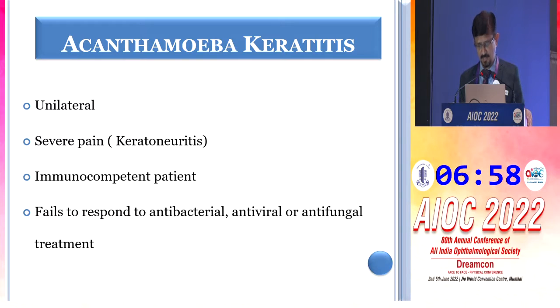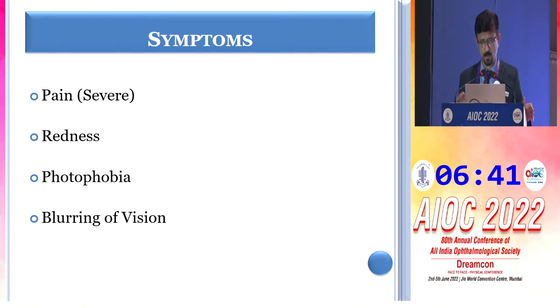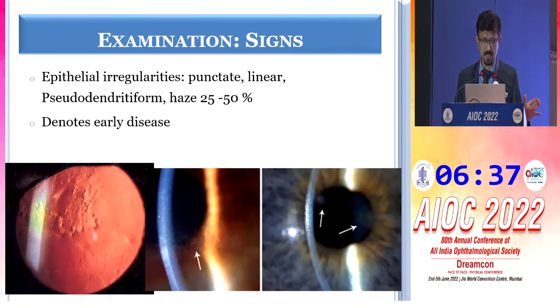It is mostly unilateral, with severe pain in immunocompetent patients, but those who are immunocompromised, like HIV positive or established diabetic patients, may have painless Acanthamoeba keratitis as well. And many times we diagnose, as I said, when it fails to respond to all the other antimicrobials. So as I said, the symptoms can be pain, redness, photophobia, and blurring of vision.